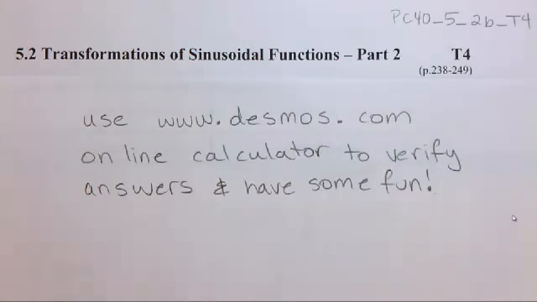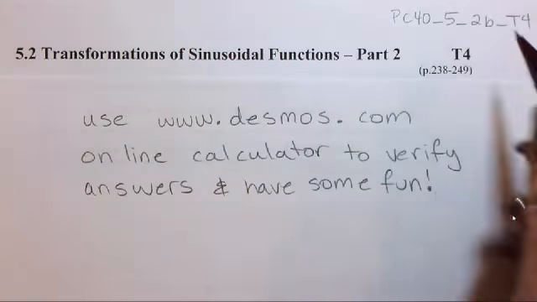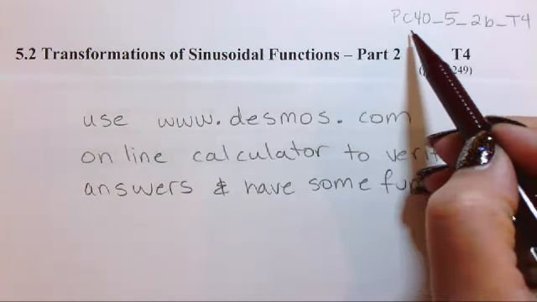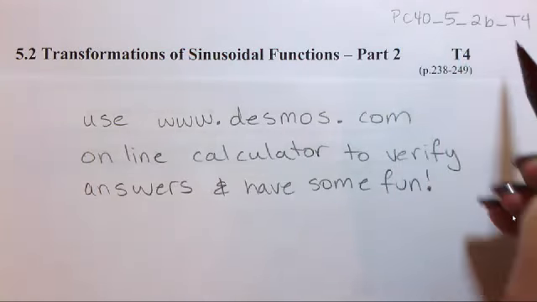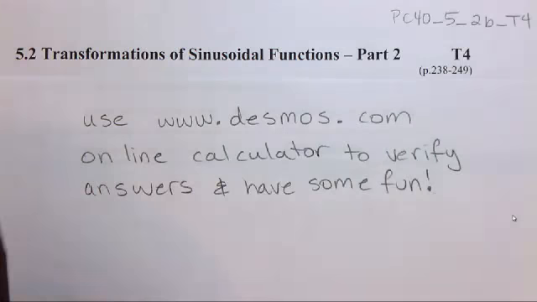Okay, so in this video, in the 40S course, we're going to look at 5.2. This is transformations of sinusoidal functions, part 2. This is all still outcome T4.